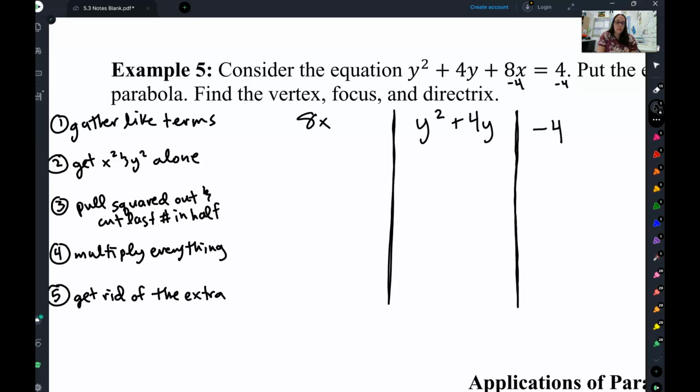Step 2, get x squared and y squared alone. Well, here I don't have an x squared, so I'm good there. Y squared doesn't have a number in front, so I can skip step 2, we're good there.